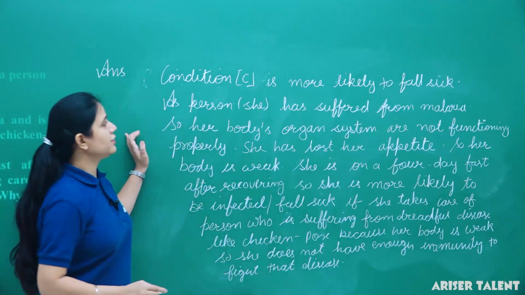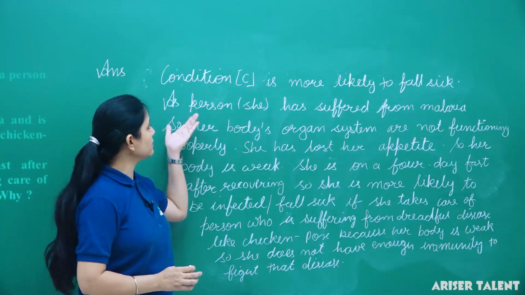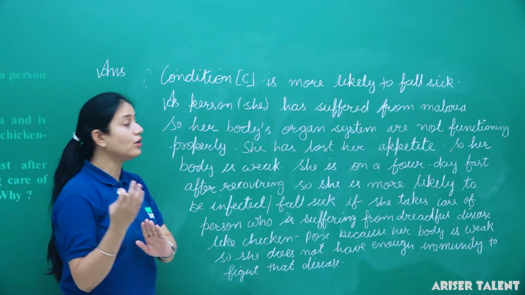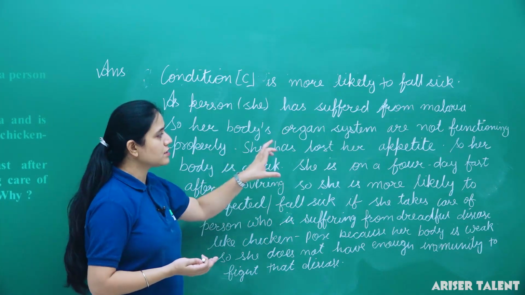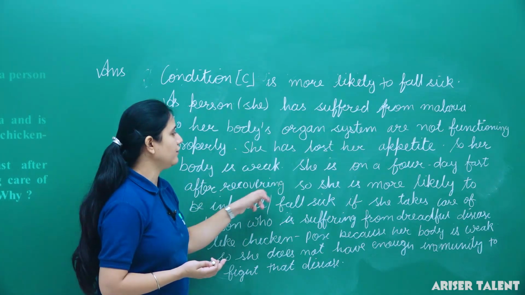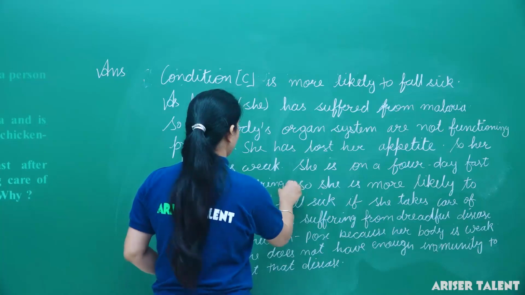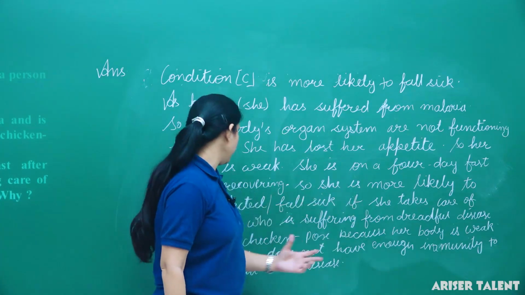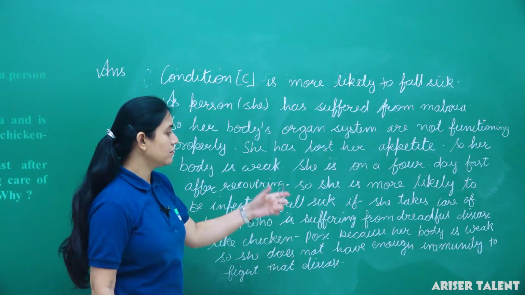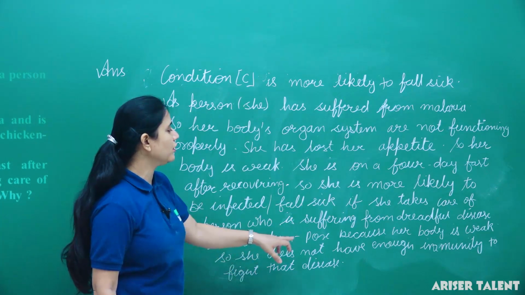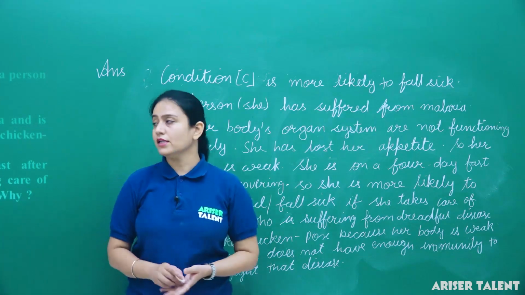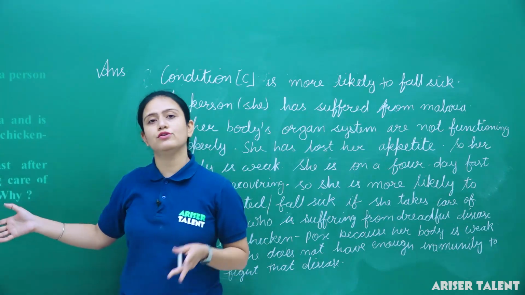Okay, so the condition C is more likely to fall sick as a person because she has suffered from malaria, so her body's organ systems are not functioning properly. She has lost her appetite, so her body is weak. She is on a 4-day fast after recovering, so she is more likely to be infected if she takes care of a person suffering from a dreadful disease like chicken pox, because her body is weak and she does not have enough immunity to fight that disease. Clear? So this is the reason that she is more likely to fall sick.